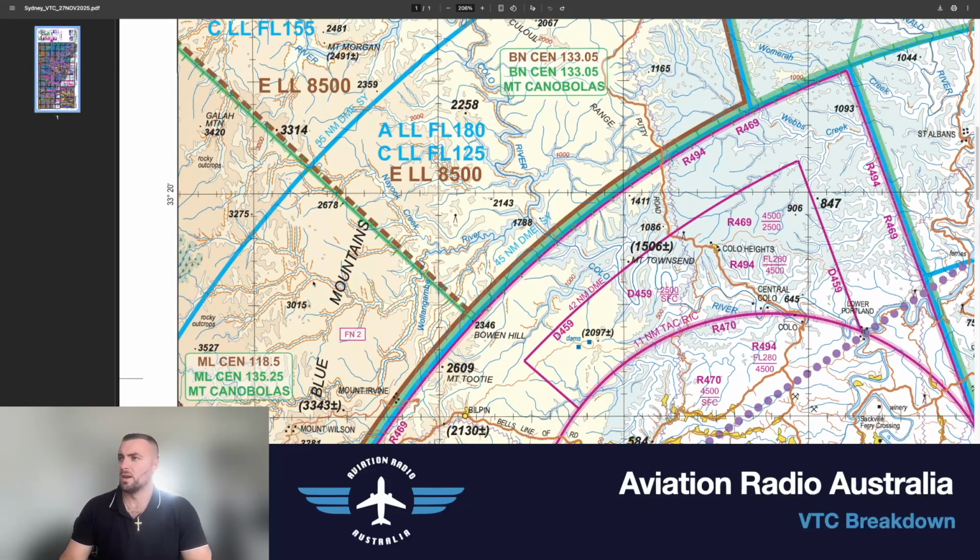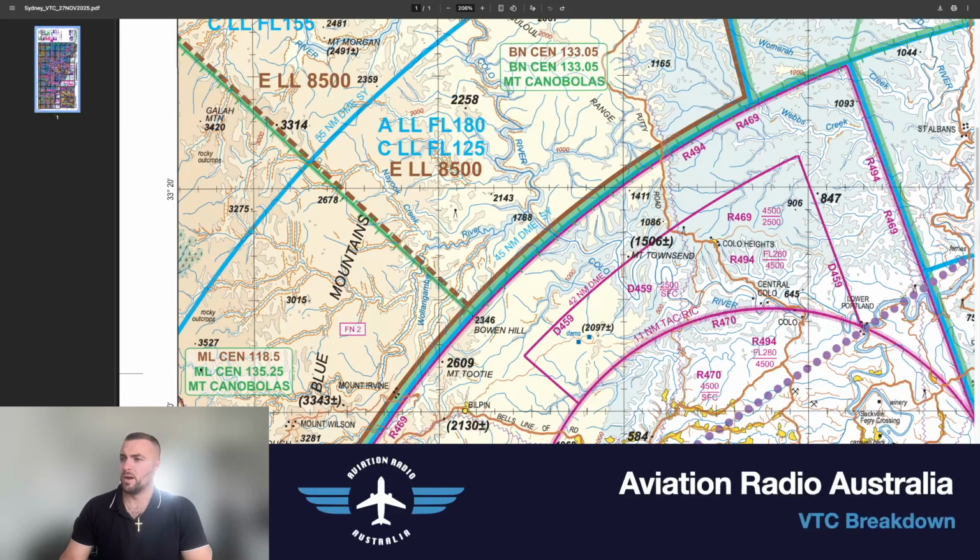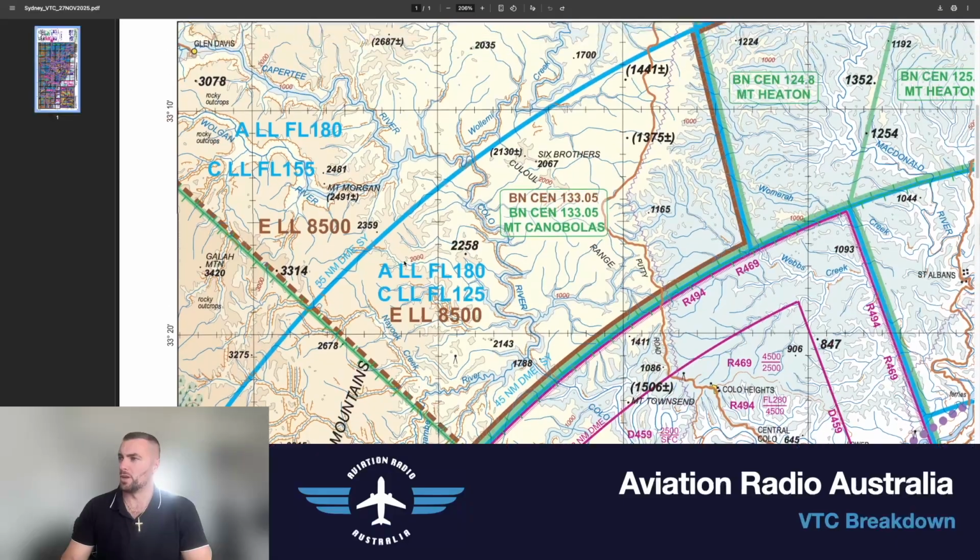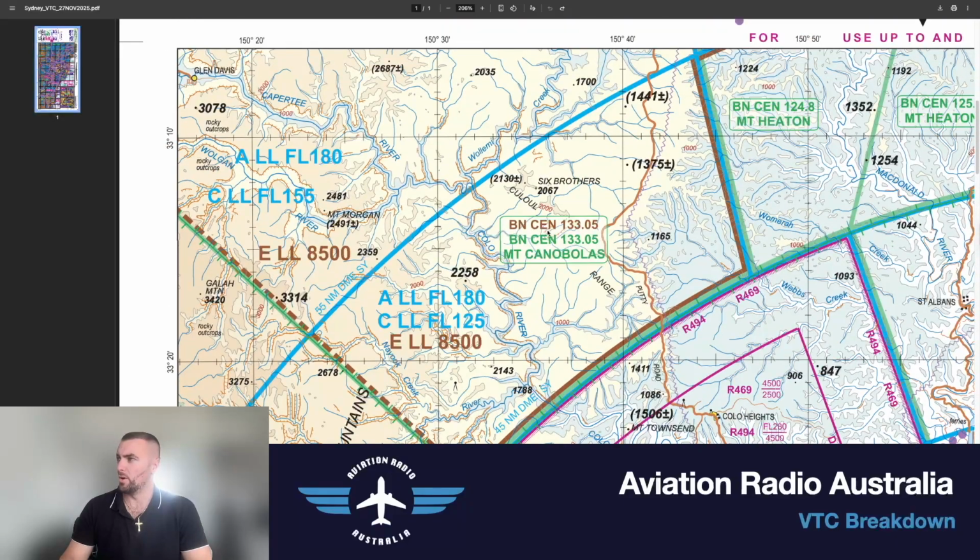Now, if I pass from this area here where I'm monitoring, I should say, Melbourne Centre 135.25, and I cross this solid green line here, then I would be talking to Brisbane Centre on 133.05. If I continue to the east-northeast up here and cross this solid green line at the top right of the screen, I would go from Brisbane Centre on 133.05 to Brisbane Centre on 124.8. Now it's important to note I have no obligation to be speaking to Brisbane Centre or Melbourne Centre if I am in uncontrolled airspace, but it is best practice if I'm able to monitor that frequency.